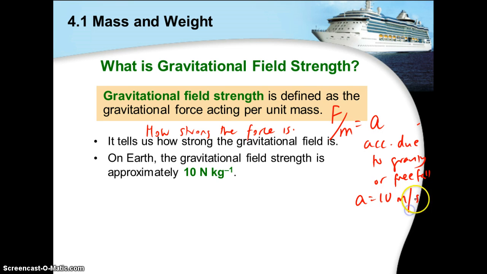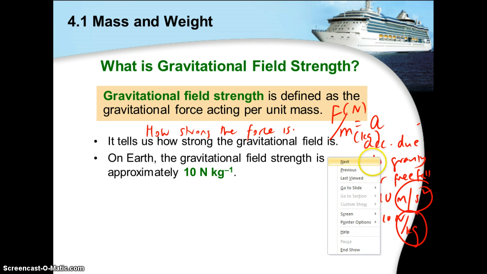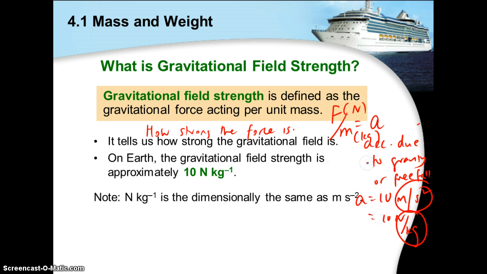10 meters per second square or 10 newtons per kilogram. The same, because A is F over m, this is Newton, and this is kilogram. Alright, I hope you are able to understand. If you are not able to understand, you may see me or you may just go back to listen to it again. So note this unit is dimensionally the same as this.